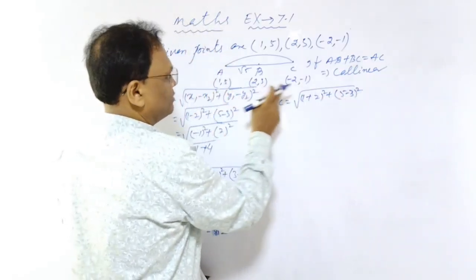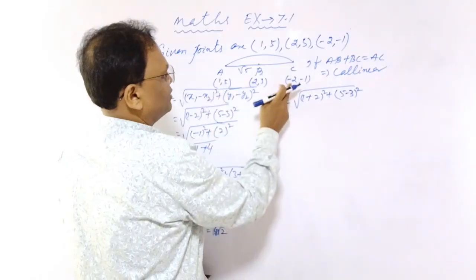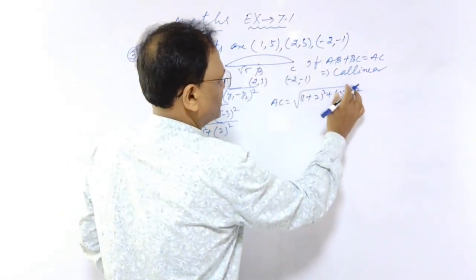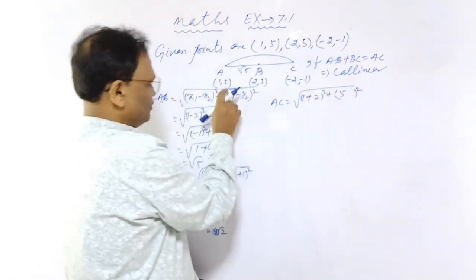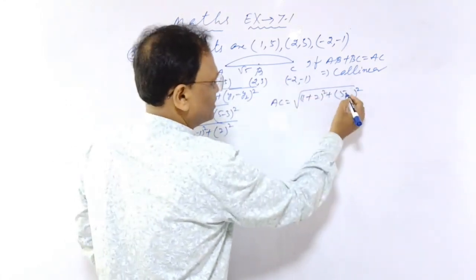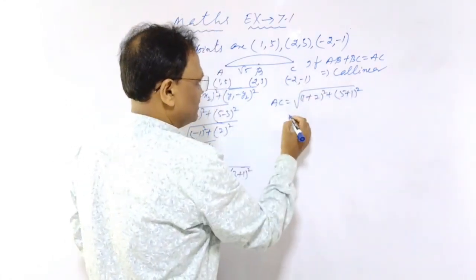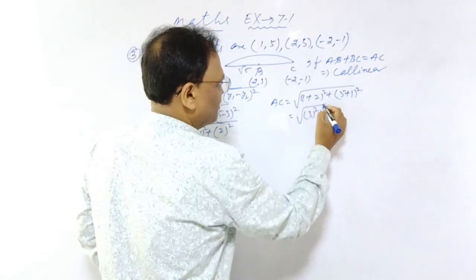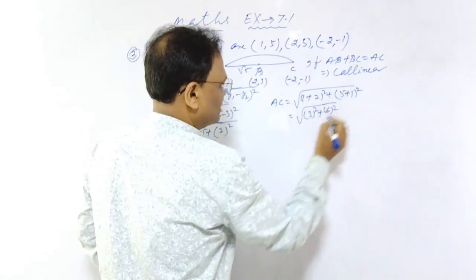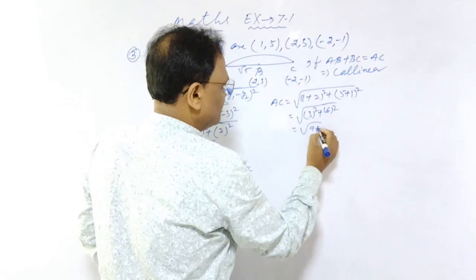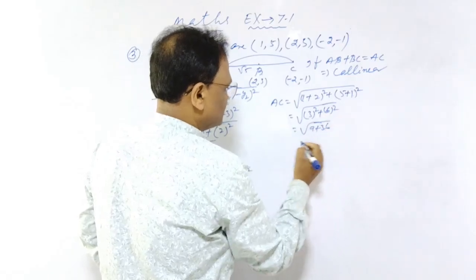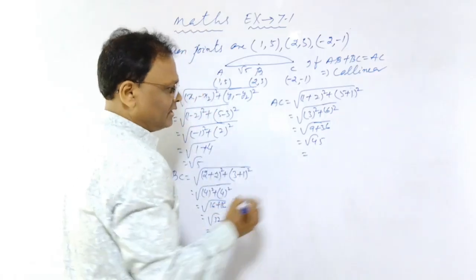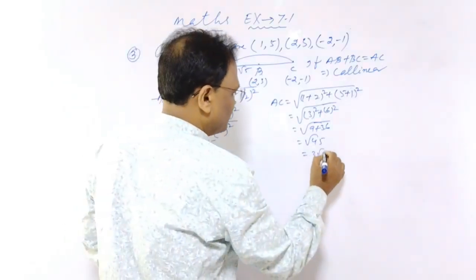So x1 minus x2, whole square, plus y1 minus y2, whole square. 5 plus 1, this is 6, y1 is 5 and y2 is minus 1, means it will be plus 1. So this gives me 1 plus 2, that is 3, 3 squared is 9, 6 squared is 36, and this gives me 45, and 45 if I find the root, I'll get 3 root 5.